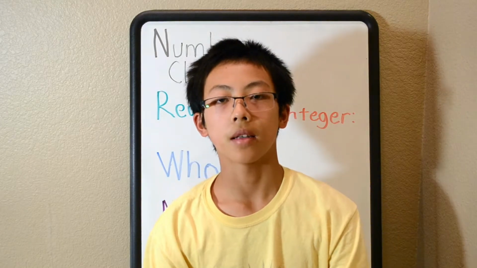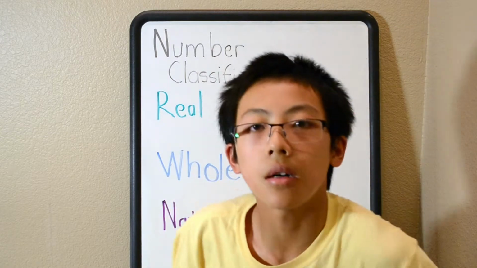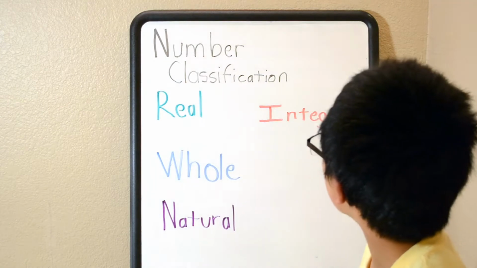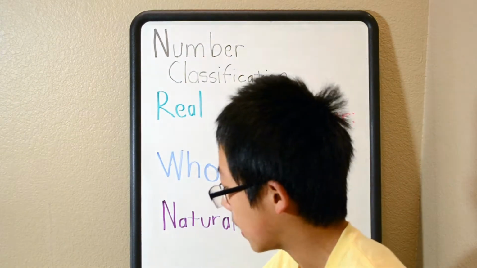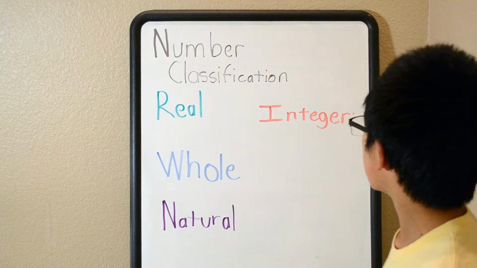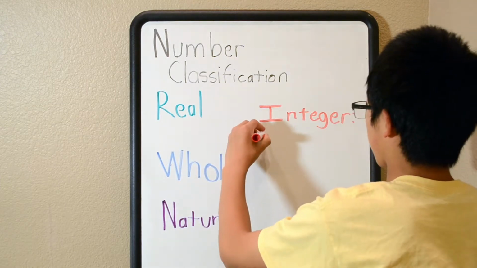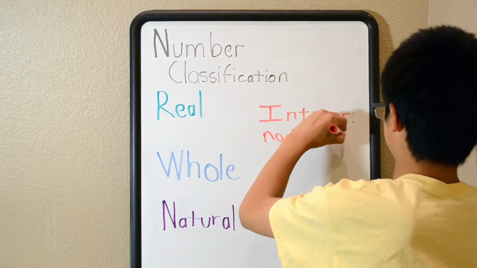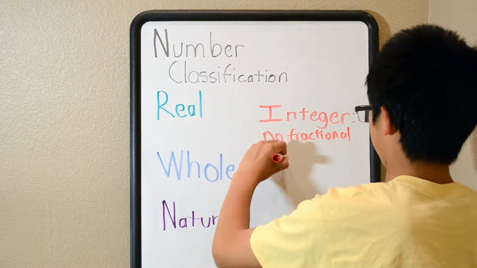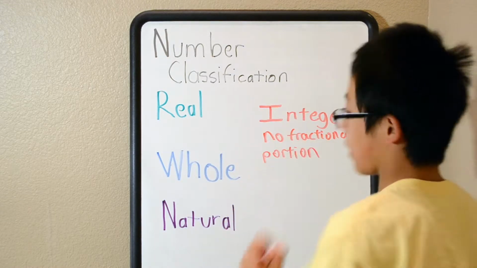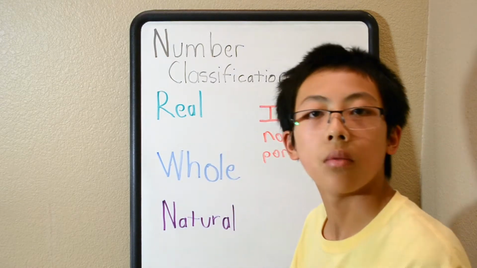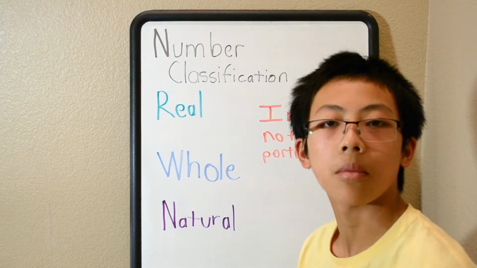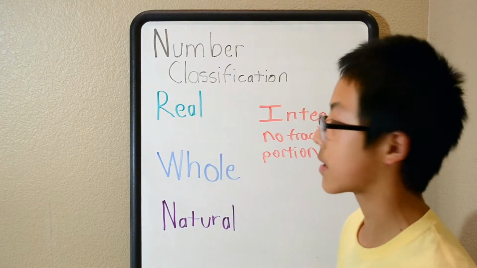Today we're going to be talking about number classification first. Before we talk about real, whole, or natural numbers, let's start off with defining what an integer is. An integer is a number with no fractional portion. That means numbers like 1/2 or 3/4 cannot be integers. They have to be numbers like 2, 5, 10, etc.